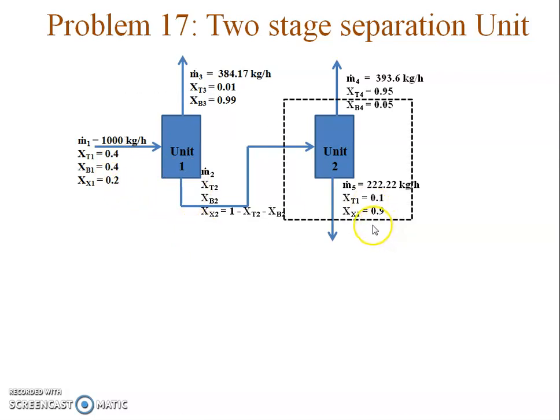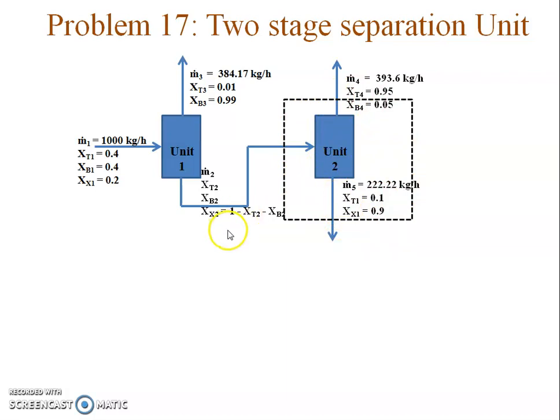Similarly, let me do the degree of freedom analysis on unit 2. Again, I have 3 unknowns and 3 equations, so it is 0. So I can use either of these balances. Okay, so I'm choosing to do the material balance on unit 2.